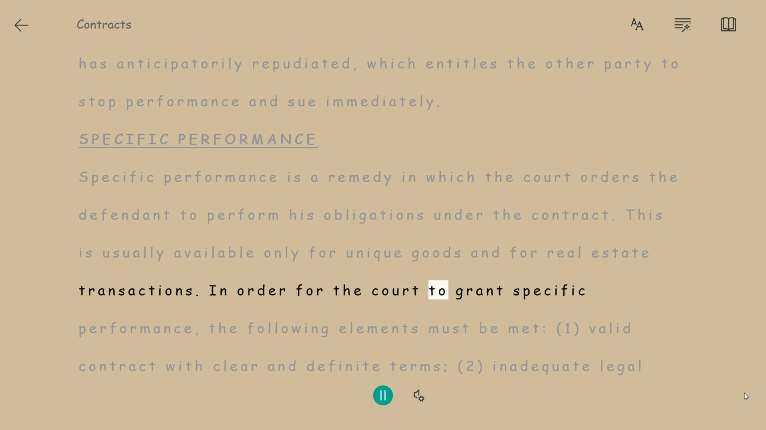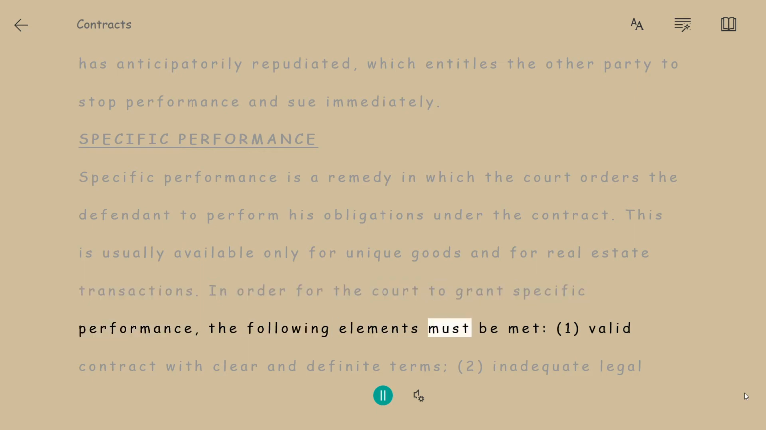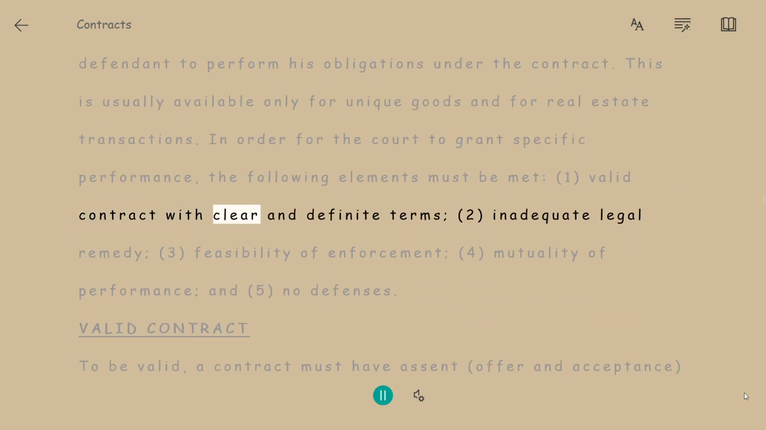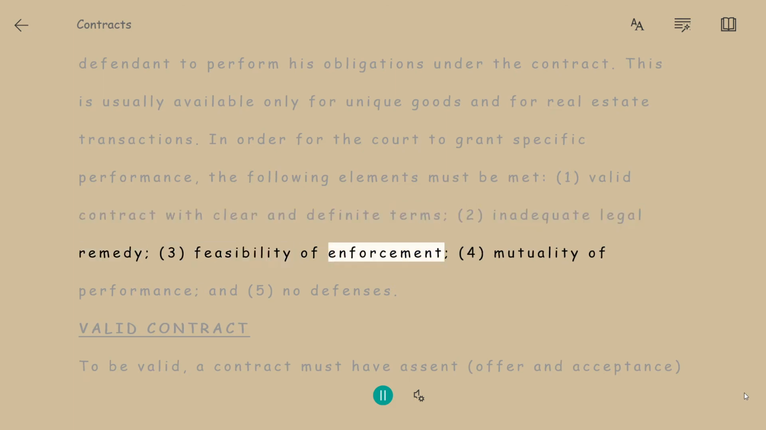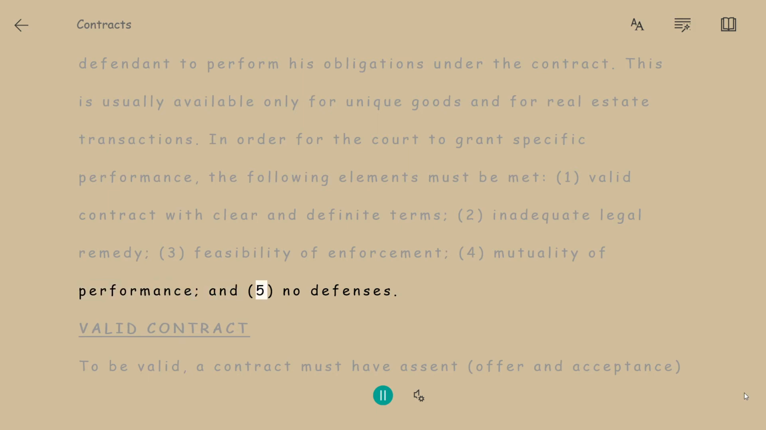In order for the court to grant specific performance, the following elements must be met: 1. Valid contract with clear and definite terms. 2. Inadequate legal remedy. 3. Feasibility of enforcement. 4. Mutuality of performance. And 5. No defenses.